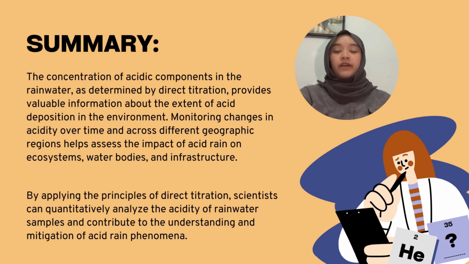The concentration of acidic components in the rainwater as determined by direct titration provides valuable information about the extent of acid deposition in the environment. Monitoring changes in acidity over time and across different geographic regions helps assess the impact of acid rain on ecosystems, water bodies, and infrastructure. By applying the principle of direct titration, scientists can quantitatively analyze the acidity of rainwater samples and contribute to the understanding and mitigation of acid rain phenomena.